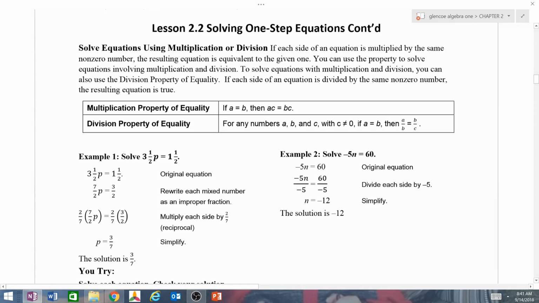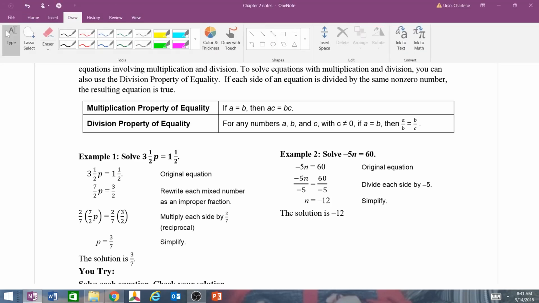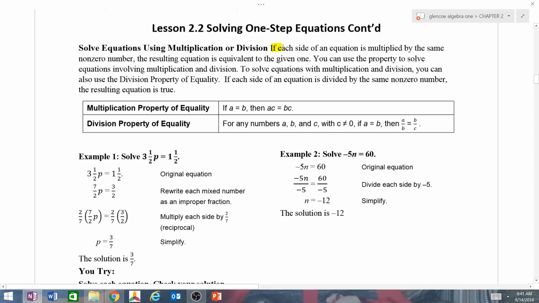Again, this is solving one-step equations by using addition or subtraction. The second part of our lesson is solving equations using multiplication or division. If each side of an equation is multiplied by the same non-zero number, the resulting equation is also true. You can use this property to solve equations involving multiplication and division. You can also use the multiplication property of equality and the division property of equality.